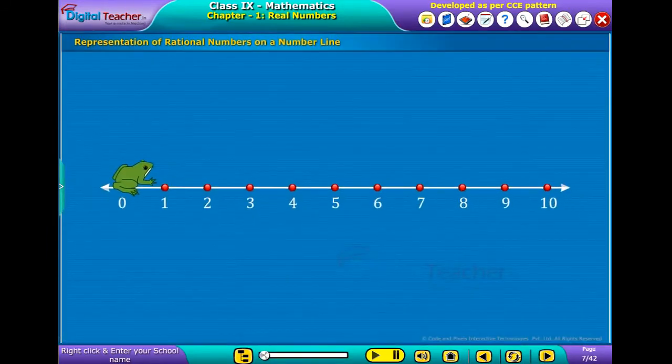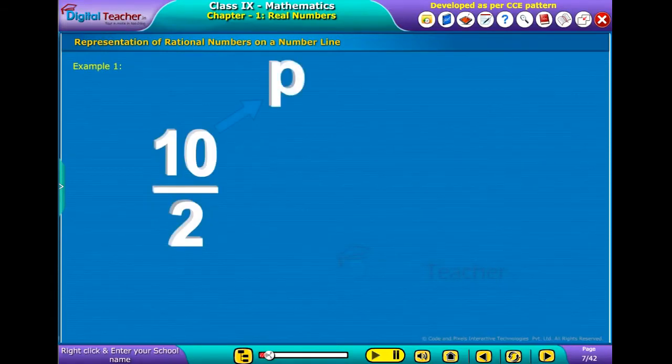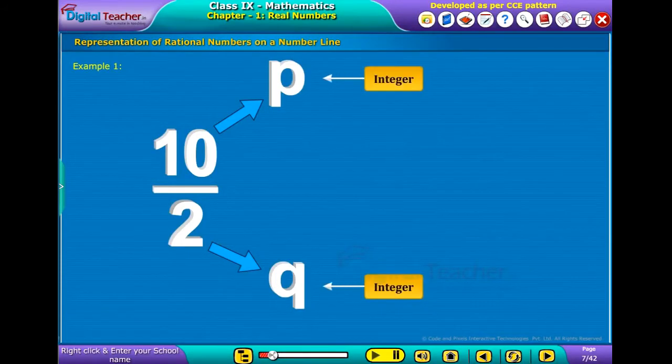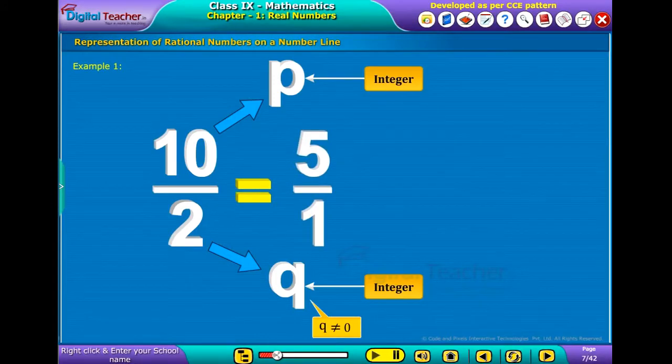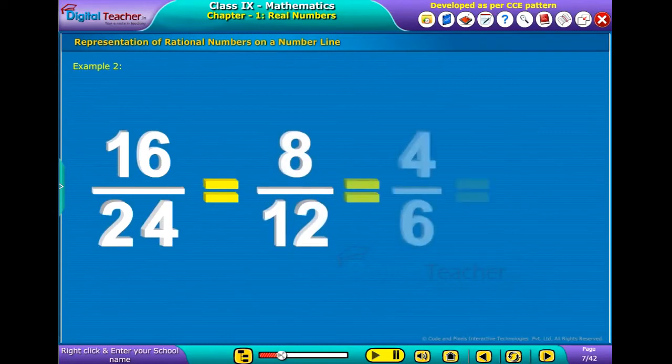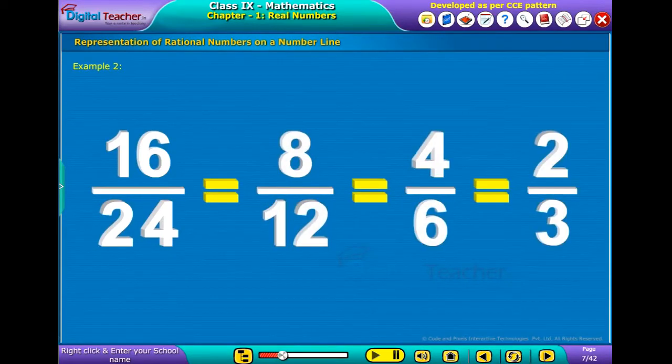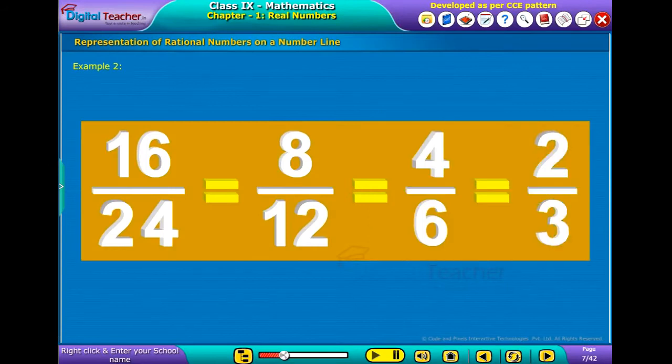Now, let us learn about representation of a rational number on a number line. For example, let us consider the number 10/2. Here p is equal to 10 and q is equal to 2, where p and q are integers and q is not equal to 0. Here the number 10/2 can also be represented as 5/1. Similarly, let us consider one more example, that is 16/24. Further simplification is as shown on the screen. So all these are equivalent rational numbers.